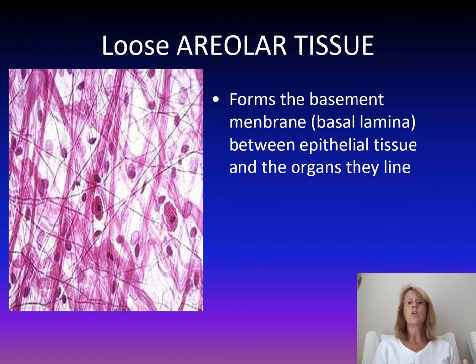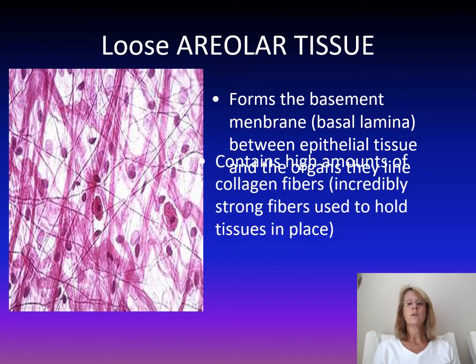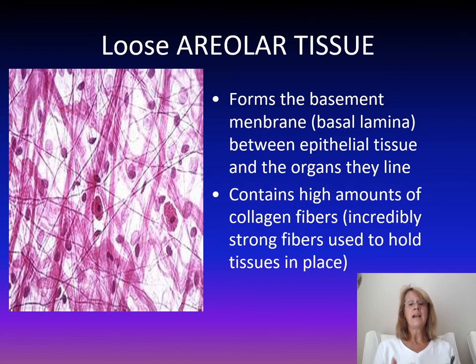And so we have what's called loose areolar tissue. You would have the saran wrap, and then you would have the bowl. And in between that, you would have this areolar tissue, which is also called the basement membrane or the basal lamina. And again, it contains high amounts of collagen fibers.